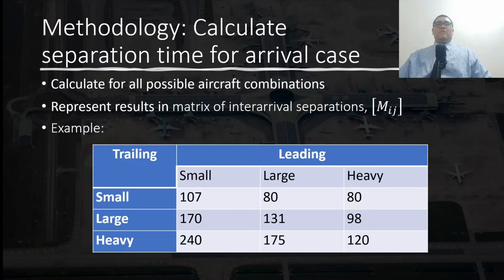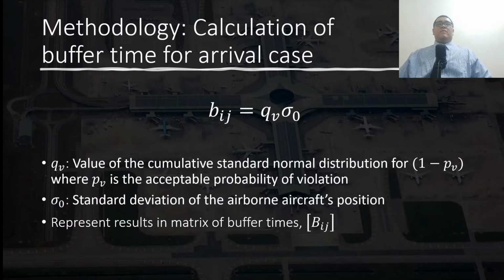Now, we will calculate for all possible aircraft combinations, and we represent the results in a matrix of inter-arrival separations, Mij, for example, like this. And now, for all the matrices, here the leading aircraft is represented in columns, while the trailing aircraft is represented in rows. Now, we will calculate the buffer time for the arrival case. We will use this formula. QV is the cumulative standard normal distribution for 1 minus PV, where PV is the acceptable probability of violation. Now, delta 0 is the standard deviation of the airborne aircraft's position, and once again we will represent the results in a matrix of buffer times Bij.